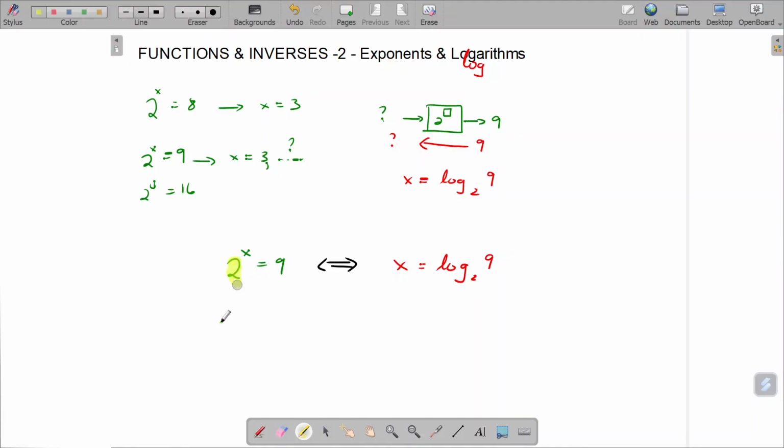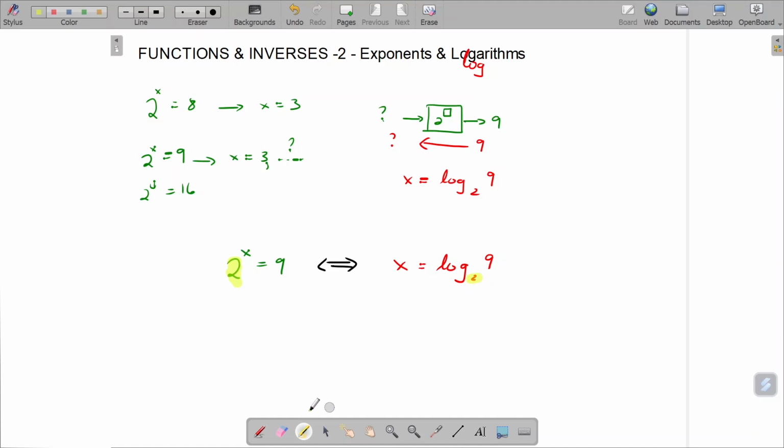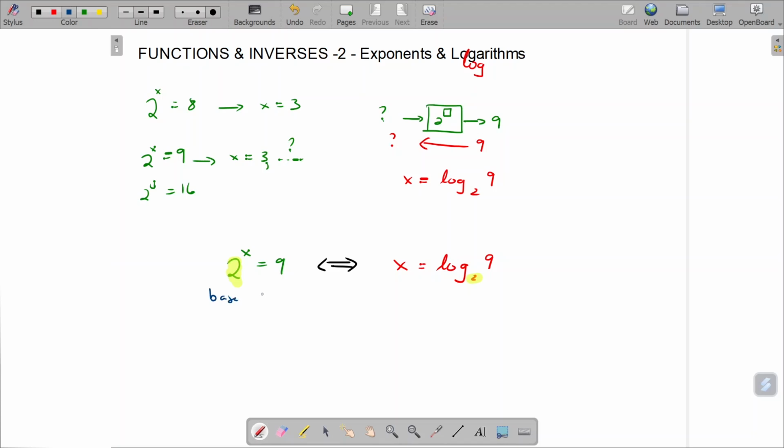Now, I want to quickly emphasize something. What was the role of the 2 on the left-hand side here? Well, the 2 is below the exponent, and so we would call it the base. And I would like you to see that the 2 over here has the same role. So here on the left, it was base 2, and on the right here, it is still base 2. By coming across, that base of 2 has now become the base of the logarithm.